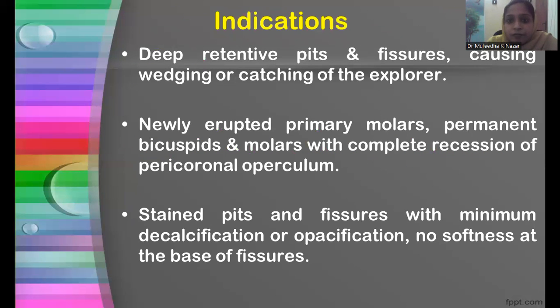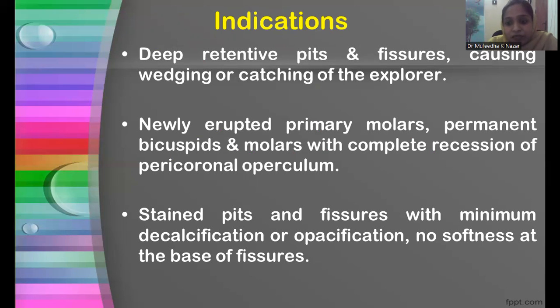Now, indications for pit and fissure sealants. The first indication for placement of a pit and fissure sealant is deep retentive pits and fissures that have wedging or catching of the explorer. Also, sealants can be placed on newly erupted primary molars, permanent bicuspids and molars, but with complete recession of the pericoronal operculum, because with the operculum, it is difficult to isolate and it also interferes with the sealant placement.